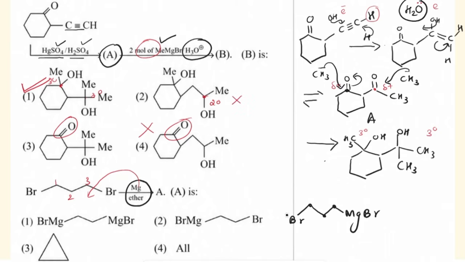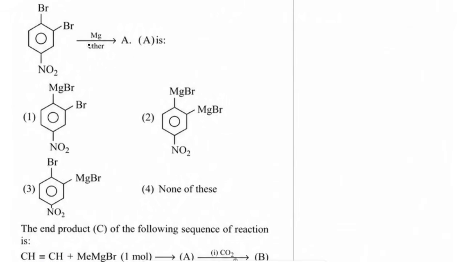No, because within the molecule you have 2 reactive centers. So you see this is the Grignard reagent. It will attack the electrophilic carbon and the bromine will leave. So since it is intramolecular reaction, you're going to get a cyclic product. And what is the cyclic product are we going to get here? Cyclopropane. Therefore, the final answer is option 3. Now let's solve the next question.